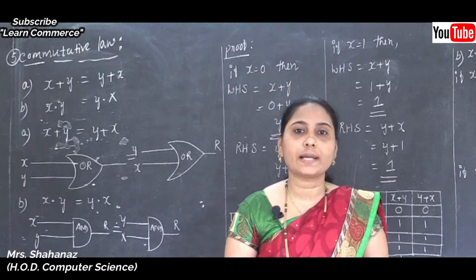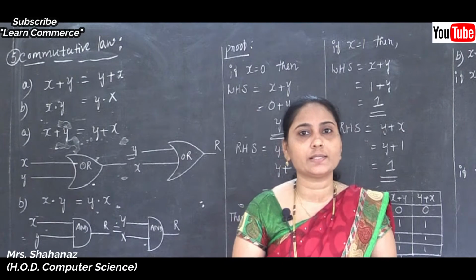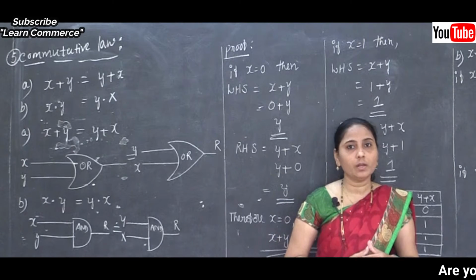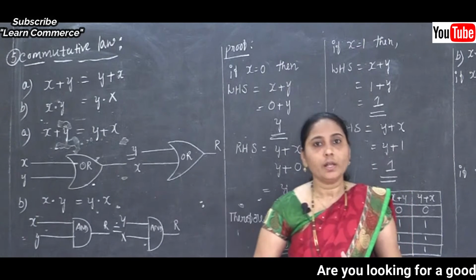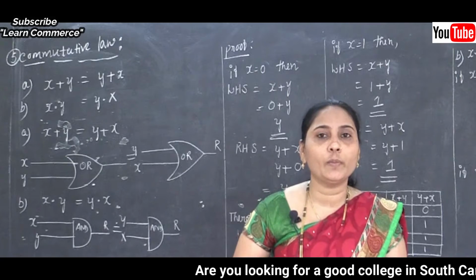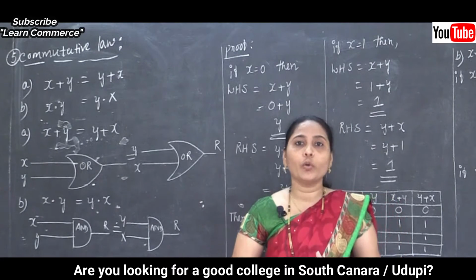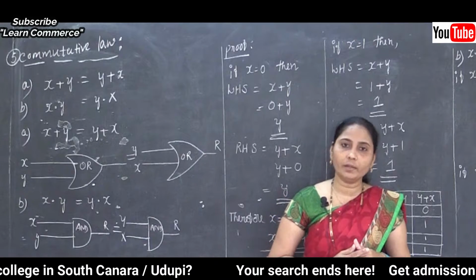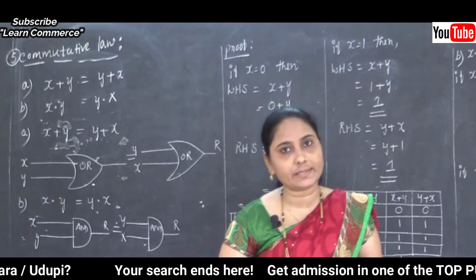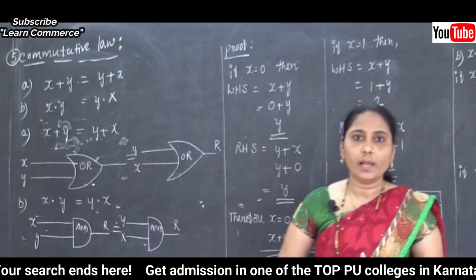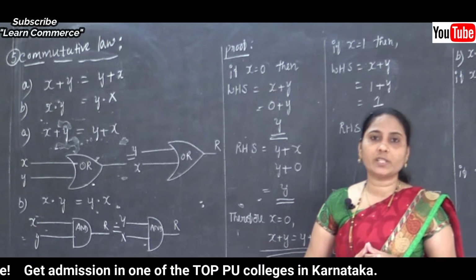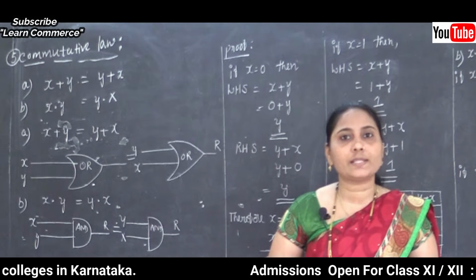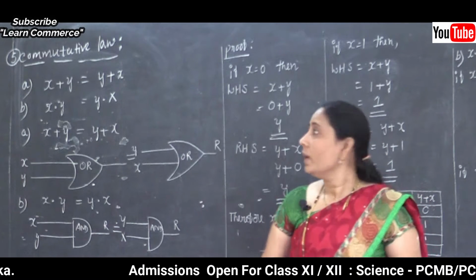Welcome to our second PU Computer Science online class. Last class we discussed some important laws like the idempotence law, involution law, and complementary law. We know the rules x plus complement of x is equal to 1, and x and complement of x is equal to 0, and we also proved them by using the value x equal to 0 as well as x equal to 1.